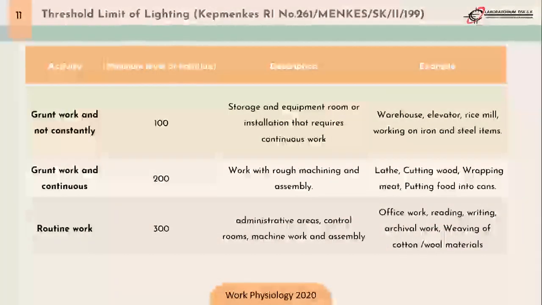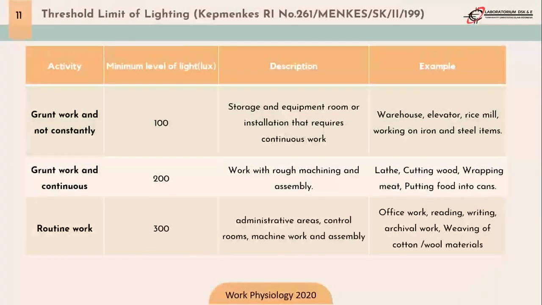Okay, because humans have a limitation, there is a threshold limit of lighting based on the standard of Kepmenkes number 261 regarding the health requirements of the work environment. There is a minimum lighting level recommended. For groundwork and not constant, the minimum level of light is 100, and for groundwork and continuous, the minimum level of light is 200, and for routine work, the minimum level of light is 300.